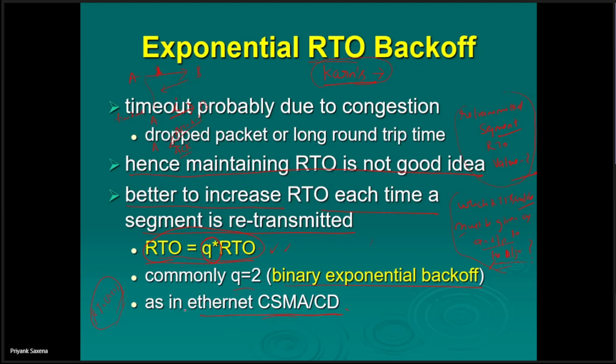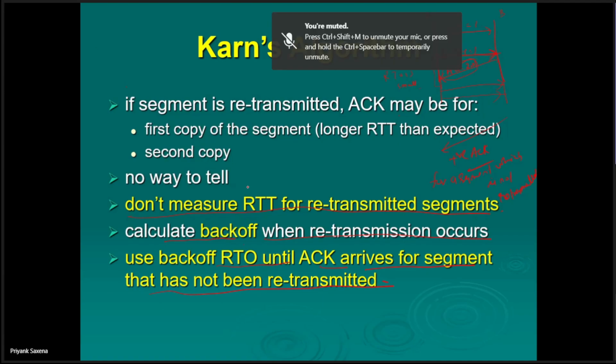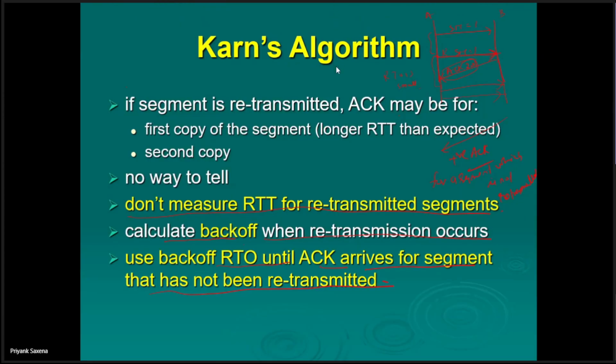What exactly Karn has suggested is that if a segment is retransmitted, the ACK may be for the first copy of the segment. So if you believe that this is an acknowledgement of the original one, then the RTT is longer than expected. So Karn suggested: don't measure RTT for retransmitted segments. Calculate backoff whenever retransmission occurs, and until any segment is positively acknowledged, keep using this backoff mechanism for each retransmitted segment. Use backoff RTO until acknowledgement arrives for a segment that has not been retransmitted.